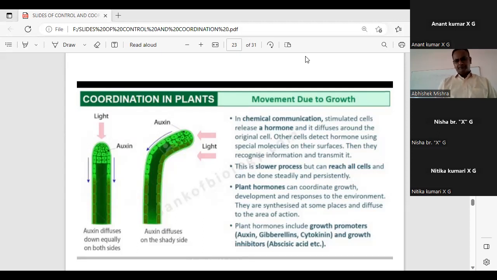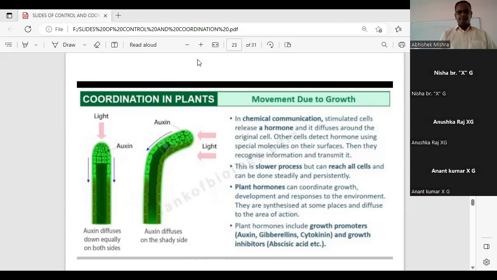So who will grow more? Go on. So this side away from the light is growing more, and it grows towards the light. Okay, fine. Good, Anand. One by one, all the students I want to answer this question. Nisha, unmute yourself, Nisha. Yes, sir. Nisha, explain this phenomenon which I have highlighted on the screen.